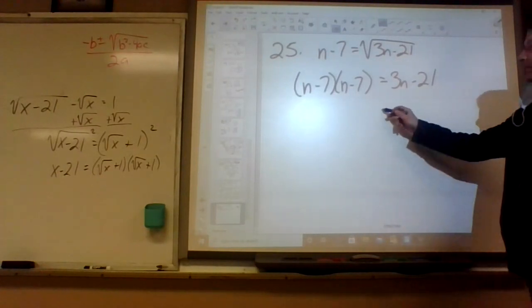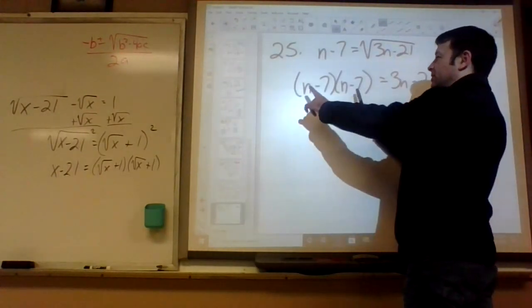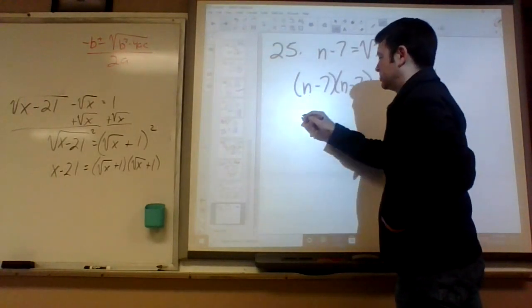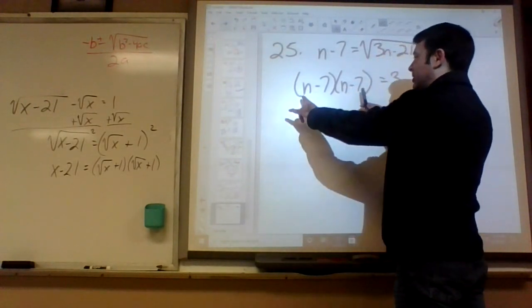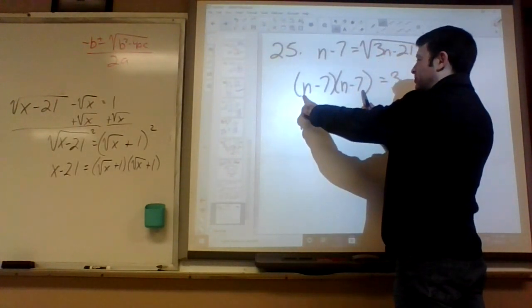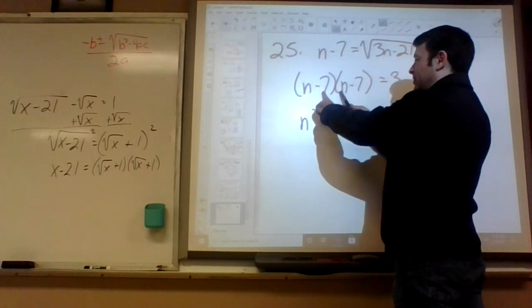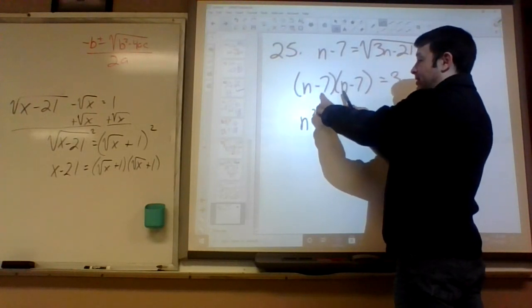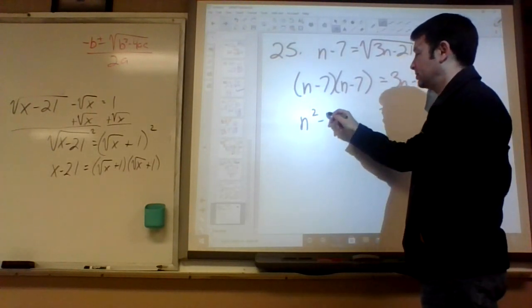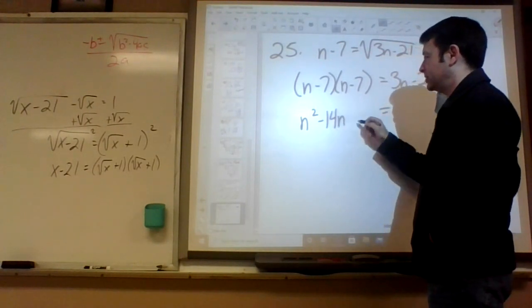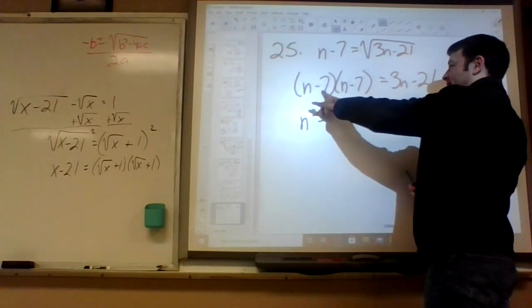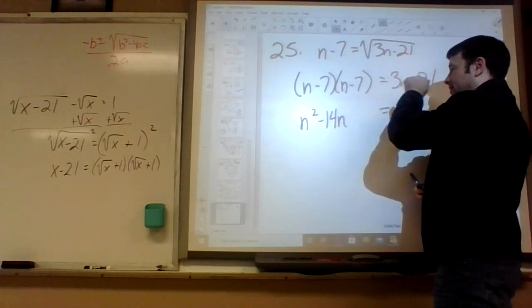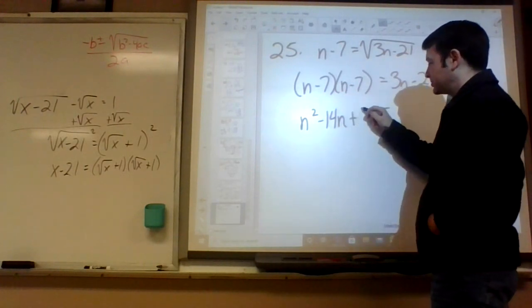Okay, the right side, FOIL first. n times n is n squared. Outside, 7 times n, inside, minus 7n, altogether that would be minus 14n, and then what's last is negative 7 times negative 7, positive 49.